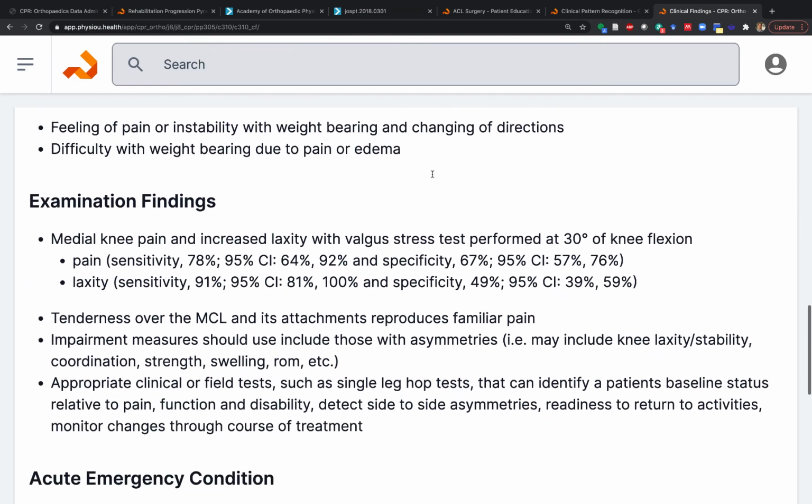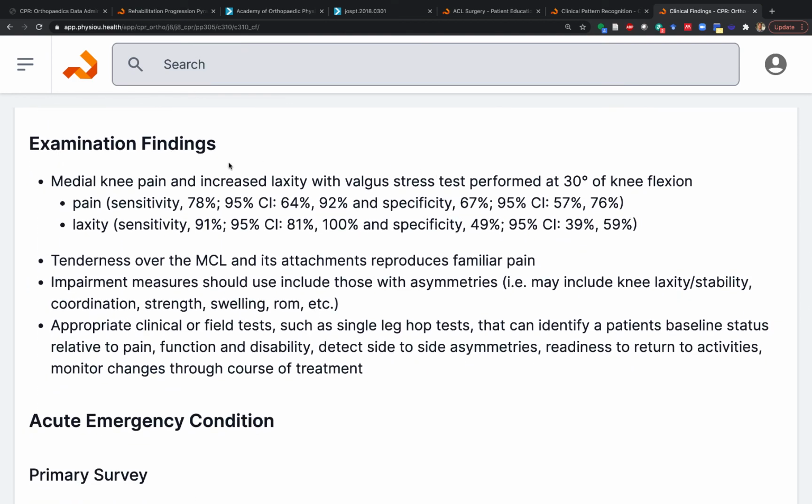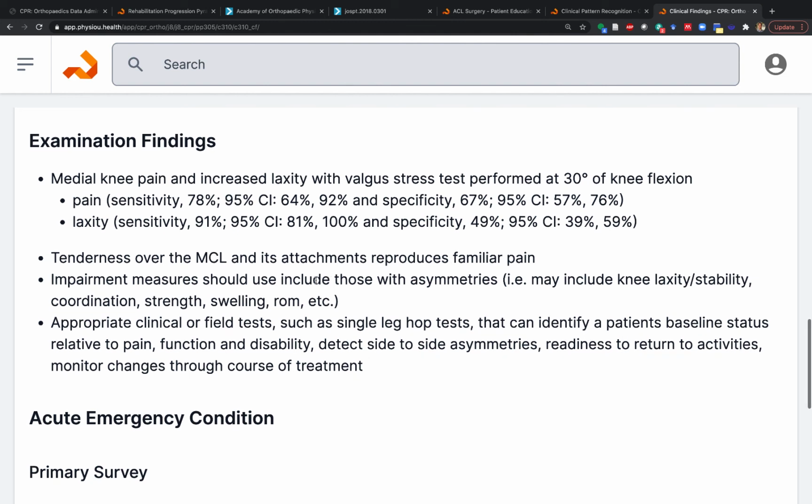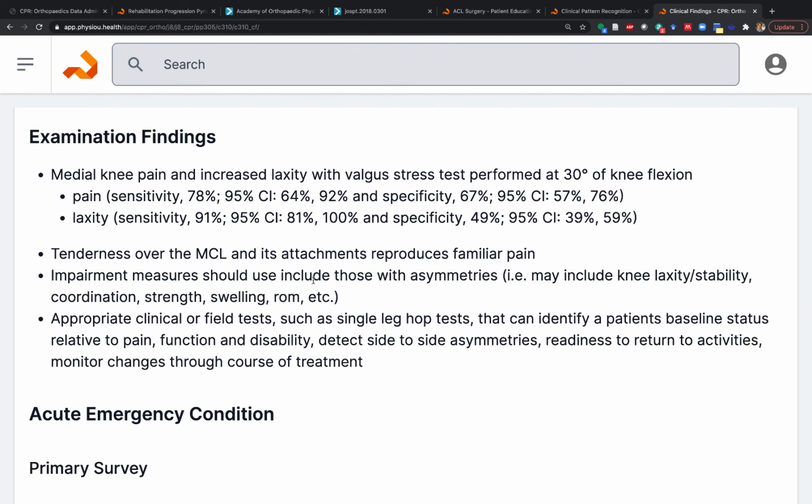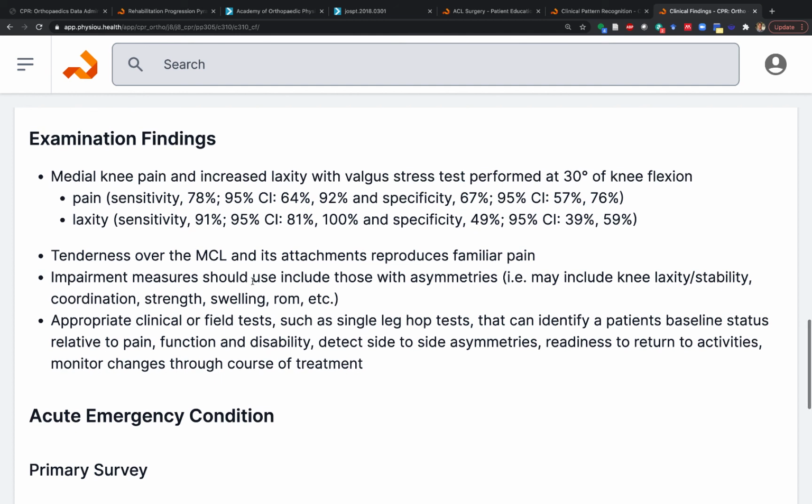So when you talk about the examination findings, primarily you're looking for laxity with the valgus stress test or pain reproduction. You can see that the criteria for a positive test are both pain and laxity. Whenever we look at tendons or ligaments, we also palpate. So tenderness over the MCL, seeing if it reproduces the patient's familiar pain. And then you should also look for impairment measures and look for asymmetries, right?